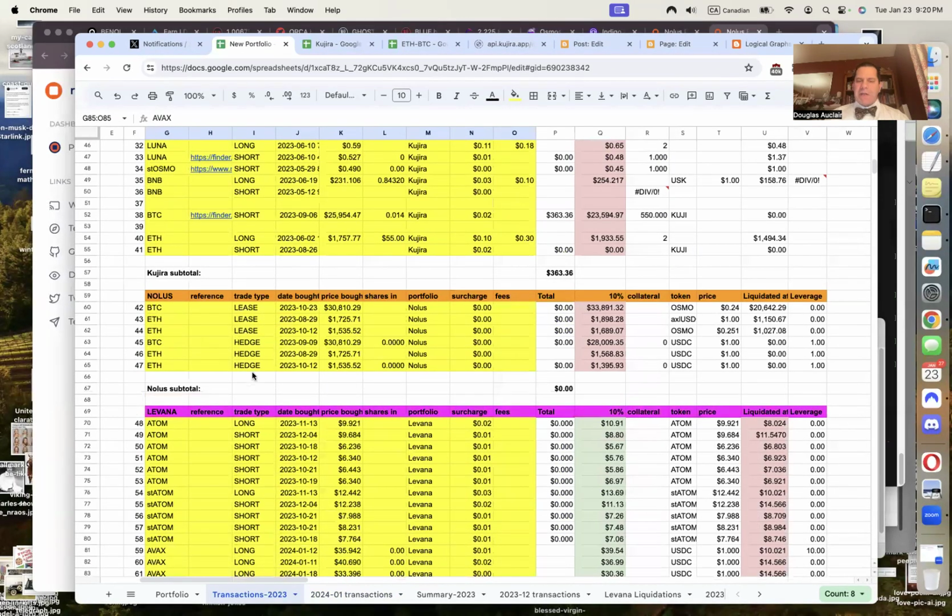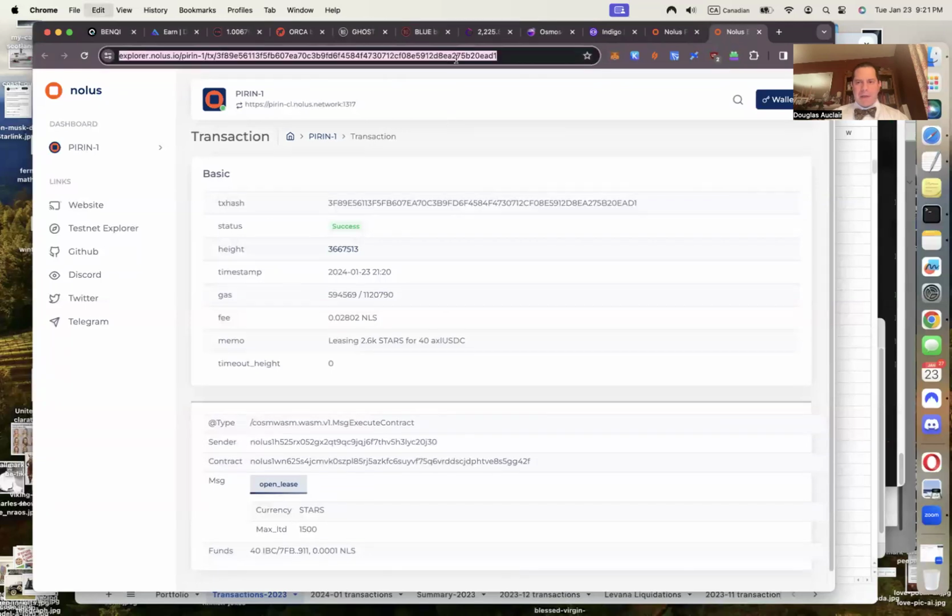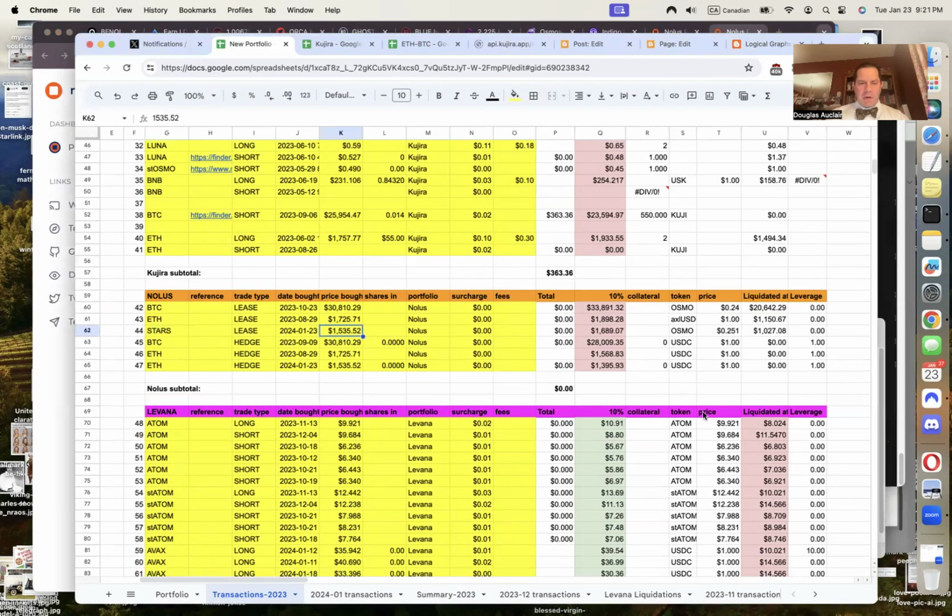And I had both leasing and hedging. I'm not going to get into a hedging discussion right now, but let's just switch this up a bit and say I have some Stars. I'm going to lease it. I'm going to buy it. What year is this? And I bought it at, let's not worry about that right now. We'll fill that field in later.